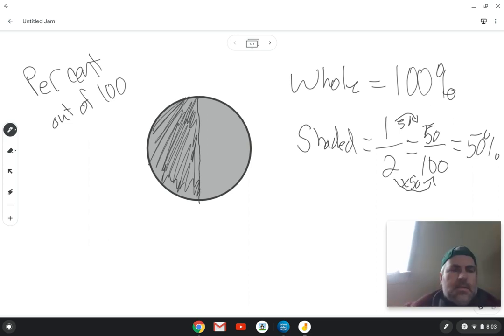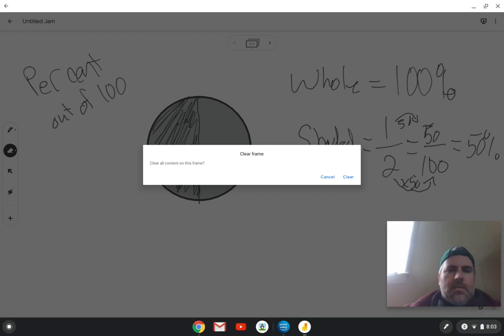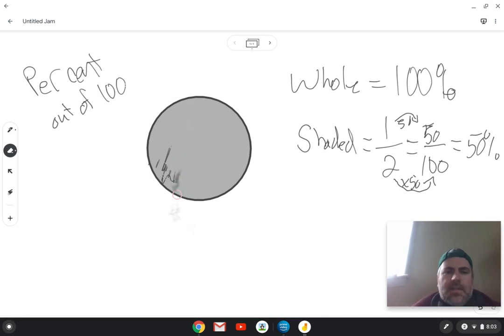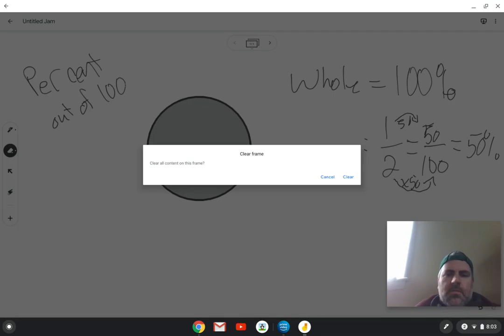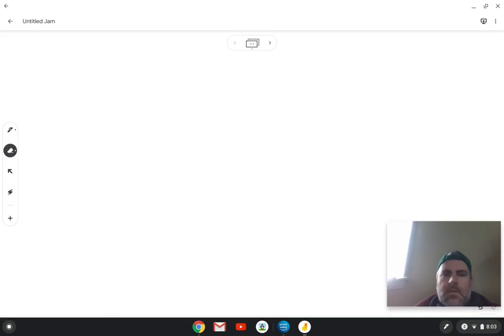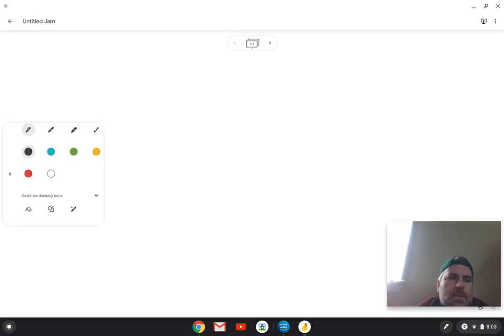Now let's erase some things here. Do I want to clear all the content? No, I just want to clear some of the content. Look at that. It comes off like dust. What a nice little feature. Like chalk dust. Do we have this feature? No. I need a bigger eraser. No, I don't want to clear all. Cancel. No, see you later. All right, that's fine.